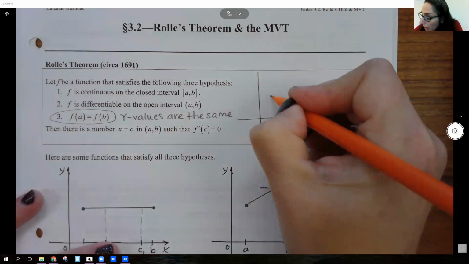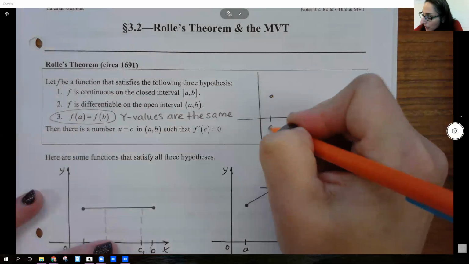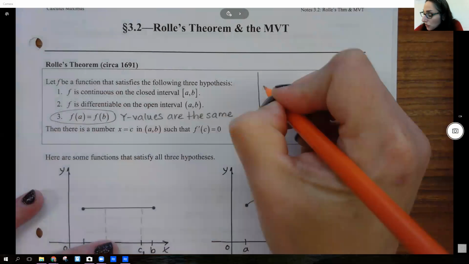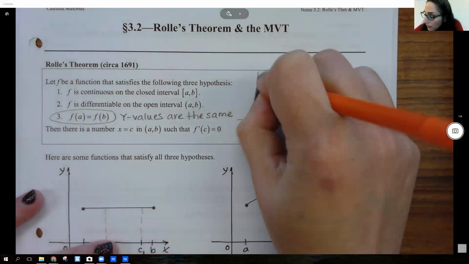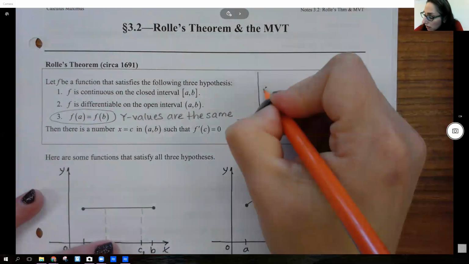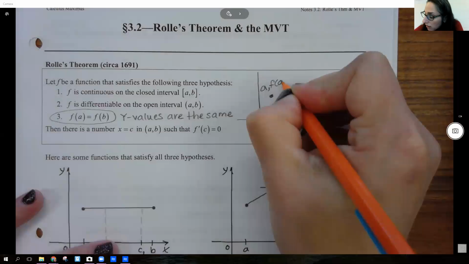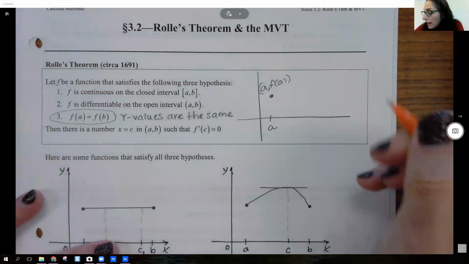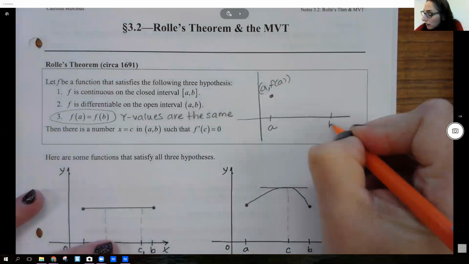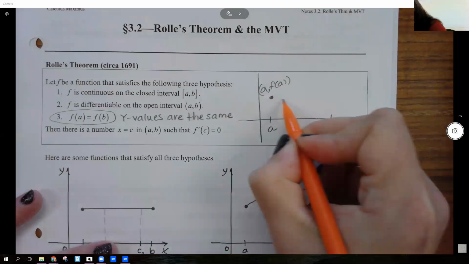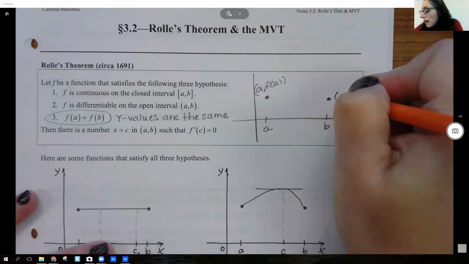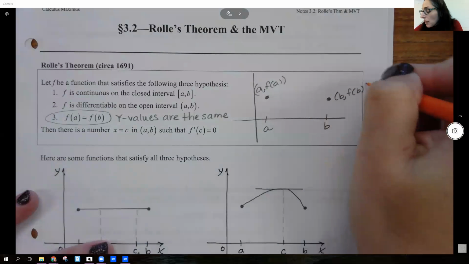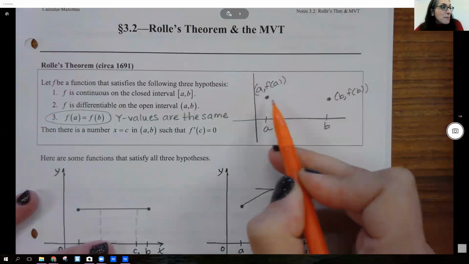length. So you have, let's say this is a right here. And so therefore this would be a comma f of a. Like that, okay? And then if I have b over here, then this point right here would be b comma f of b. So they just have to be at the same height.